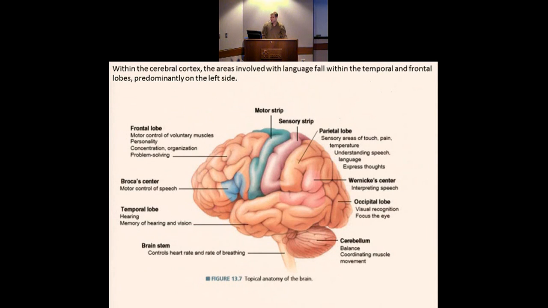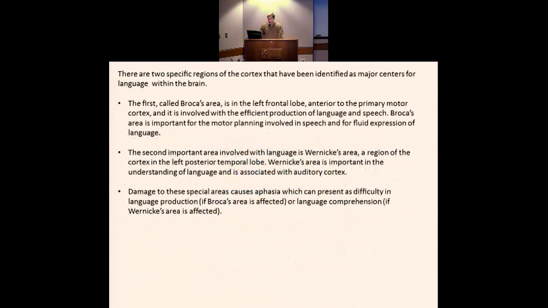Alright, so going back to the parts of the brain here. There's two major areas that we should know for testing purposes, and it has to do with language. Within the cerebral cortex, the areas involved with language fall into the temporal and the frontal lobes, predominantly on the left side. Broca's center is the one labeled in blue. That's the motor control of speech. And then you'll see Wernicke's center, and that has to do with interpreting speech. Those are things people love to test on.